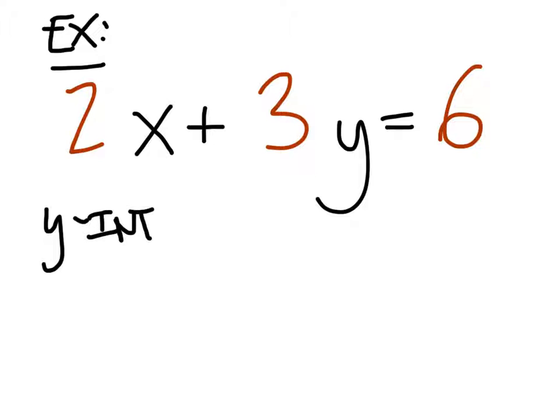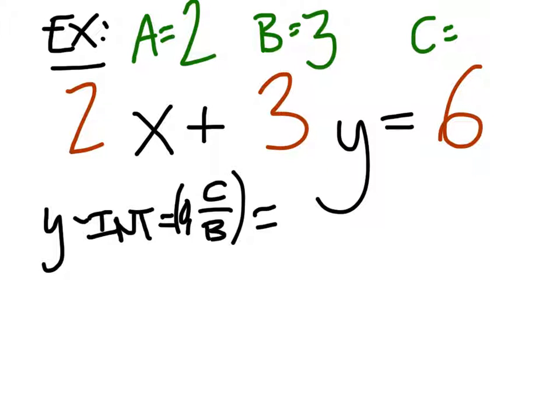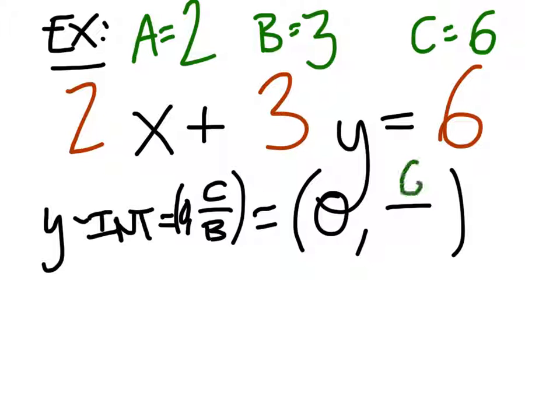That's tricky. Okay? Now remember, the y-intercept was the C value divided by the B value, right? And zero this. Well, let's look. What is my A value? 2. What's my B value? 3. What's my C value? 6. So for my y-intercept, I have 0, and I've got my fraction up in here, and I've got C, which is 6, divided by B, which is 3.